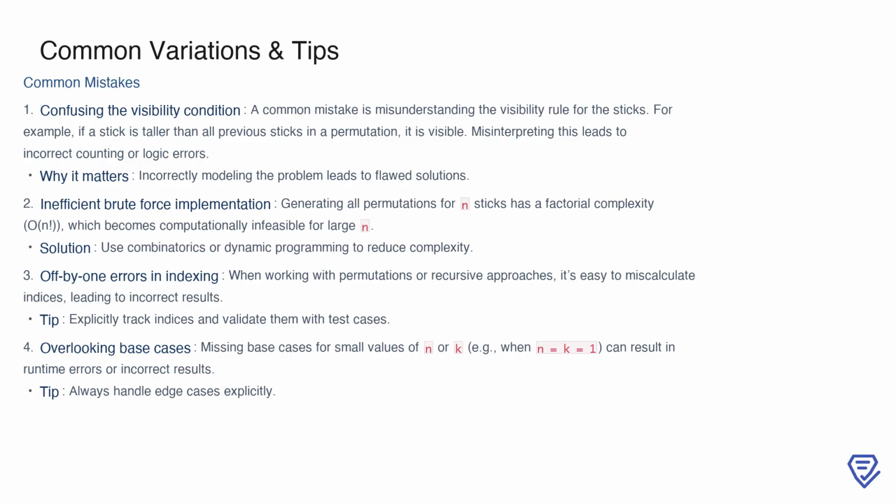Another frequent pitfall is off-by-one errors in indexing. When working with permutations or recursive calls, it's easy to miscalculate indices, which can propagate incorrect results throughout the computation. To avoid this, explicitly track indices and use well-defined test cases to validate your logic. Finally, neglecting base cases, such as when n and k are both 1, can lead to runtime errors or unexpected results. Make sure to handle these edge cases explicitly to ensure your solution is robust.